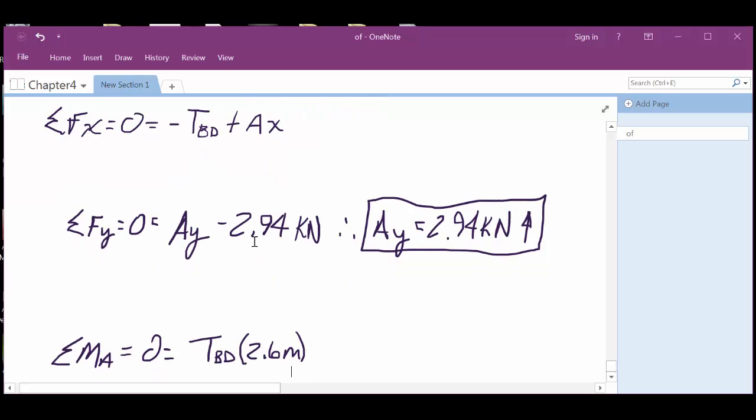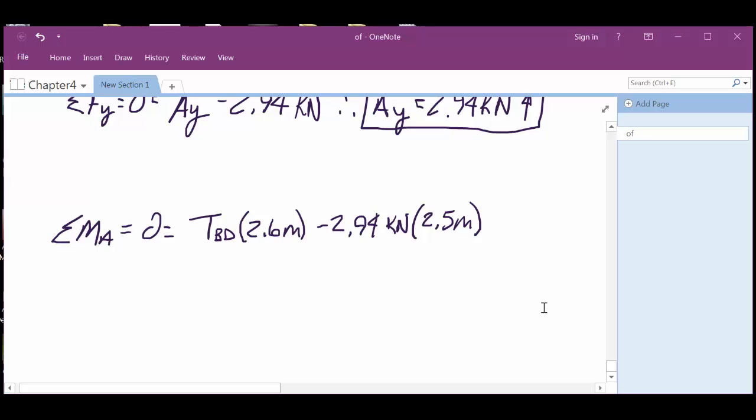Then I've got the 2.94 that's actually pulling down on that whole system, isn't it? Which makes that thing want to spin clockwise. So it's a negative 2.94 kilonewtons. And the distance on that one is that X value, which was 2.5, wasn't it? Those are the only two things we know.